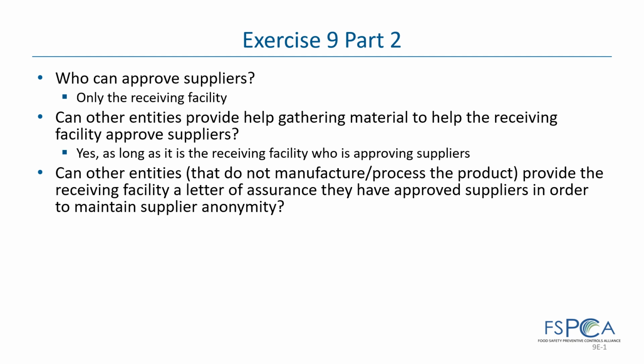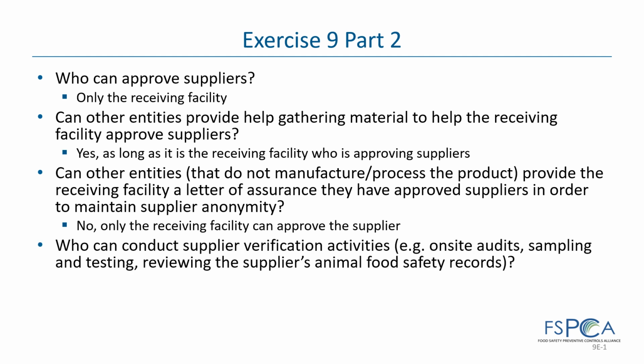So this question is trying to get at that broker situation. Can other entities give you a list and say these are your approved suppliers? Answer: no, they may not. Only the receiving facility can approve the supplier. So three questions there, also trying to just drive home the point that the receiving facility is the only one that can approve suppliers. Next question.